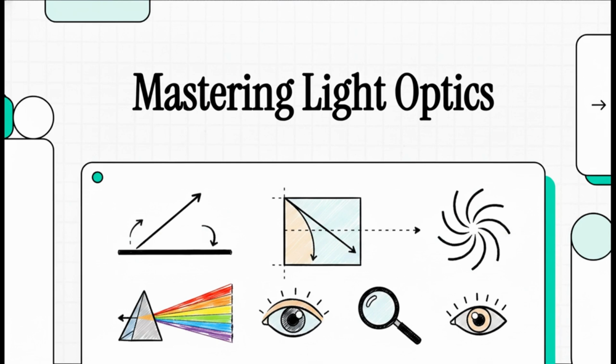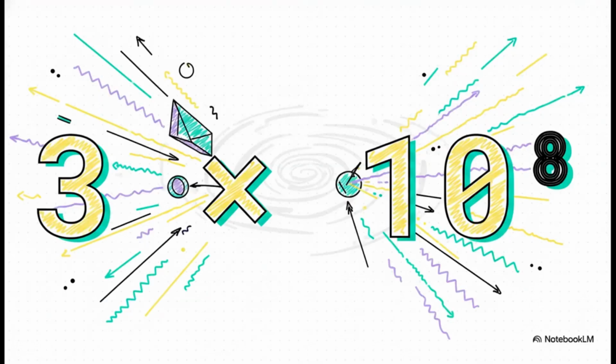We are totally ditching the dry, boring textbook readings today. Instead, we're going to decode the actual physics of reflection and refraction so completely that you won't just memorize it, you'll understand it. By the end of this, you are going to be fully armed and ready to score a perfect 100% on your board exams. Let's do this. 3 times 10 to the power of 8 meters per second.